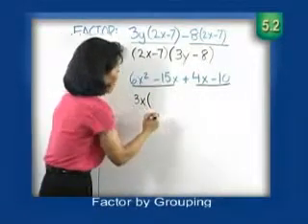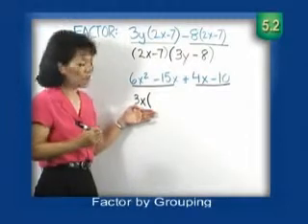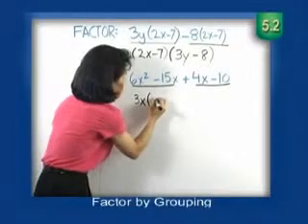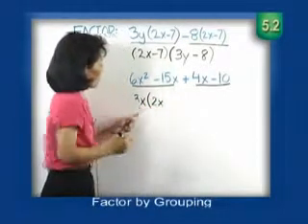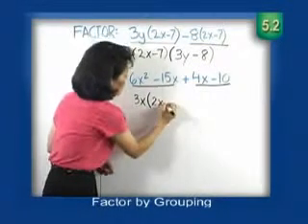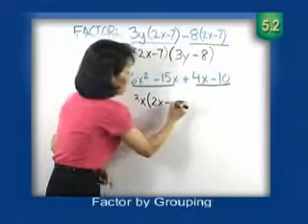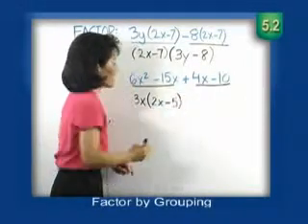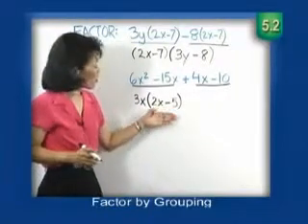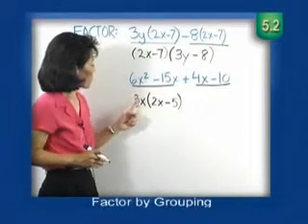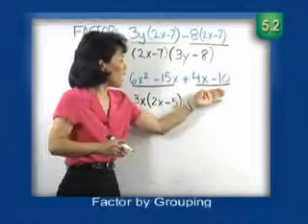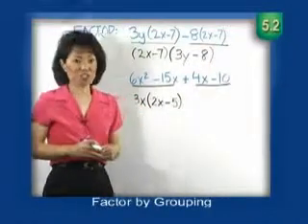Now, I'm going to go through the same procedure as I did in the previous problem and ask myself, 3x times what is 6x squared? Well, how about 3x times 2x? So these two give me my first term back. And then to get my 15x here, I'm going to multiply 3x by negative 5. So notice if I distribute in this first set, 6x squared minus 15x, I get those first two terms back.